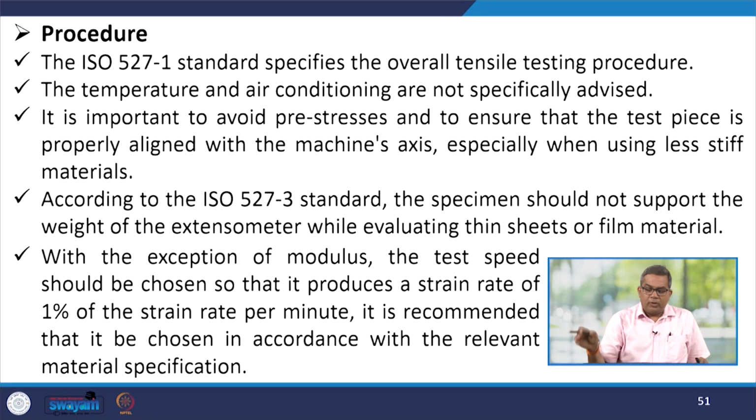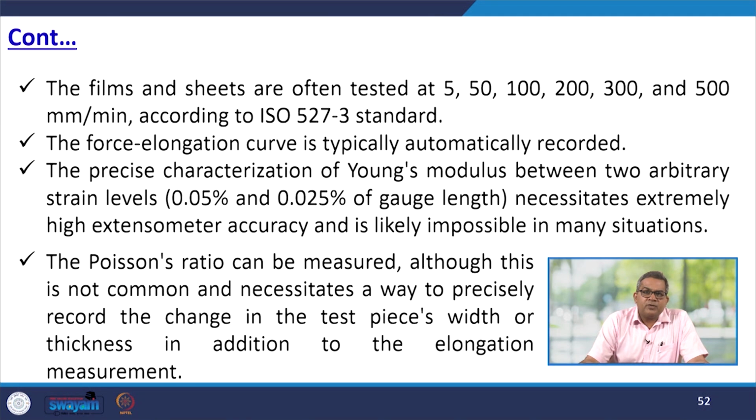With the exception of modulus, the test speed should be chosen so that it produces a strain rate of say 1% of the strain rate per minute, and it is recommended that it be chosen in accordance with the relevant material specification. And the films and sheets, they are often tested at 50, 100, 200, 300 and 500 mm per minute as per the ISO 527-3 standards.